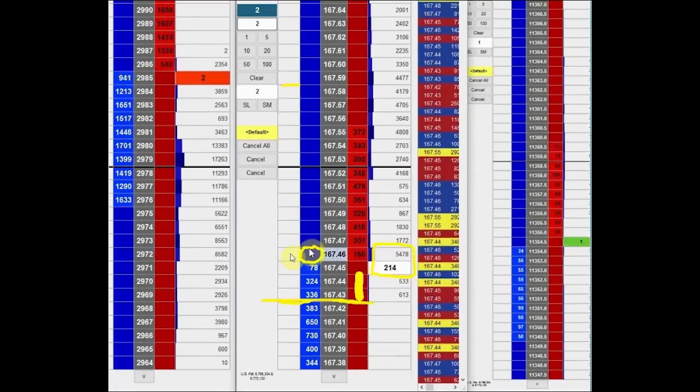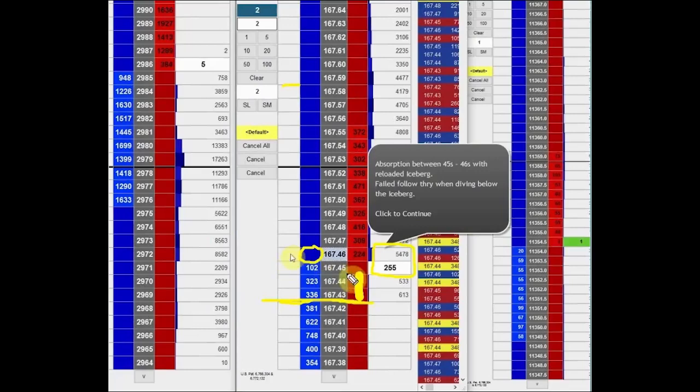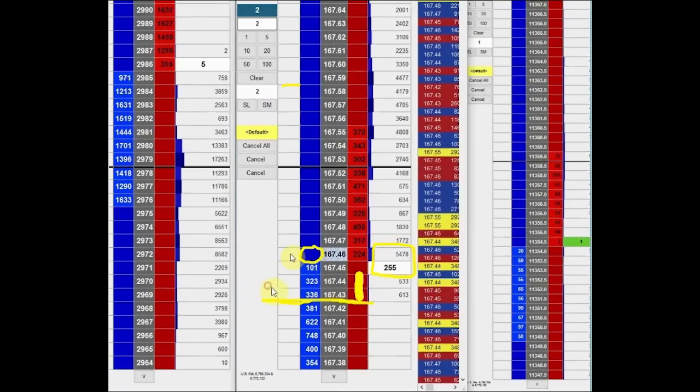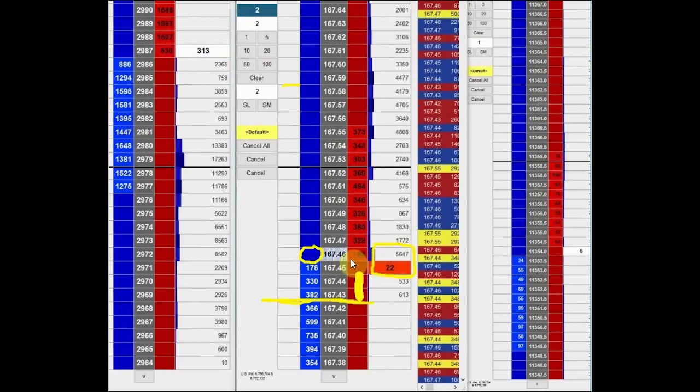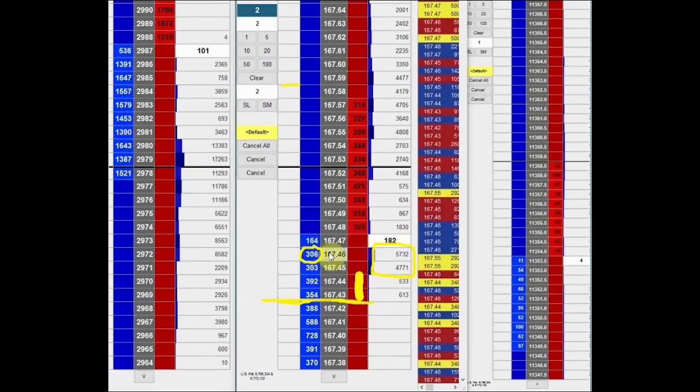But let's watch now as the market... You can see there's the absorption between the 45s, where the reloading happens, and it failed to follow through to the downside, just what we discussed. Now let's have a look. So it's 200 lot offered at the 46s, and we want to see if the iceberg still maintains itself. Now it's just gone, there we go, it's reloaded the 46s.